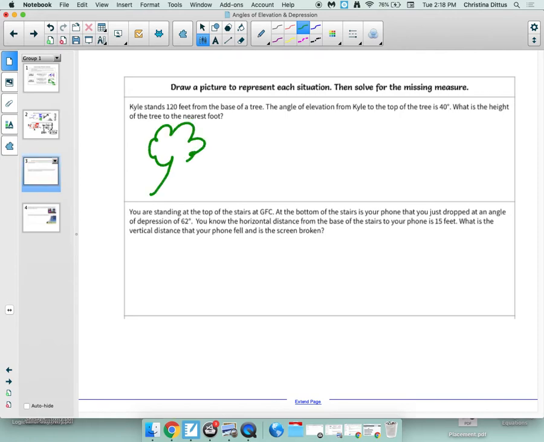So we have this pretty tree, right? And then here's Kyle. So I have this triangle looking deal. If you drew it this way, that's fine, you'll get the same thing. So it doesn't matter which way you draw your triangle, just as long as you label it the right way.